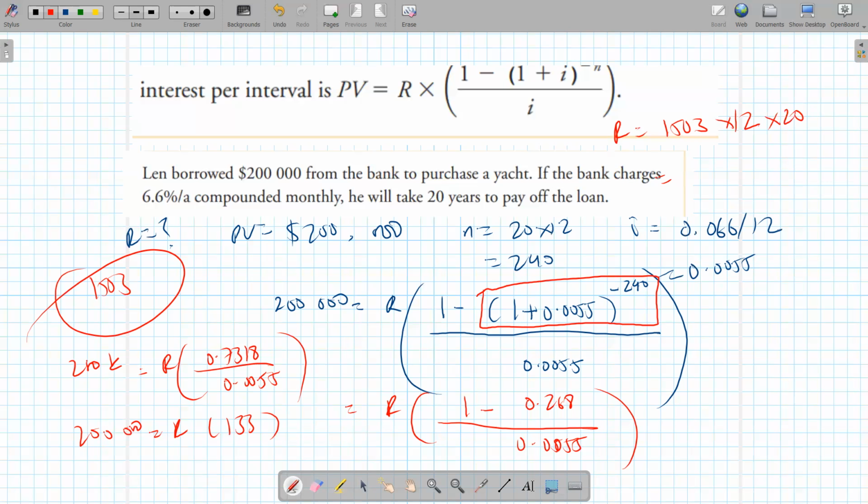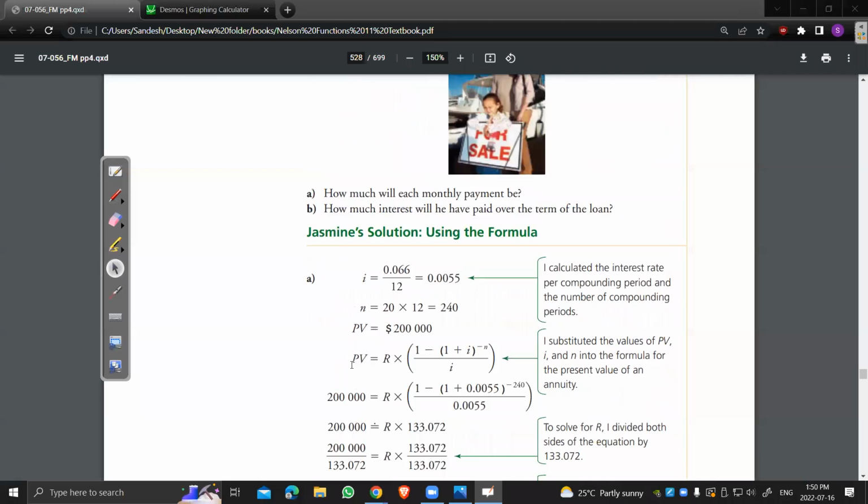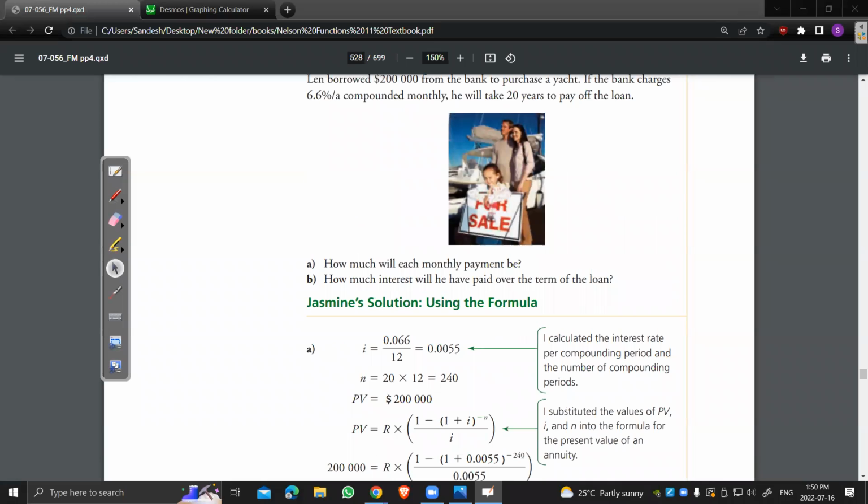160,720. Okay, what did you just find? The interest. Right, so look at that. That's outrageous how much interest you pay. He paid over 160,000 just in interest. It's almost the price of his yacht. How crazy is that? Is this realistic? It is realistic.